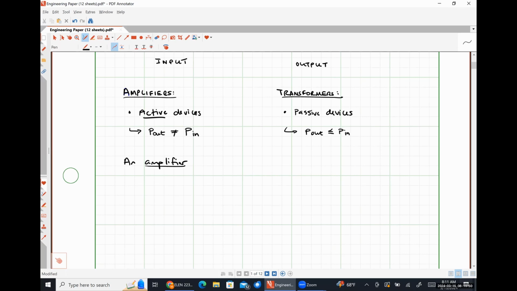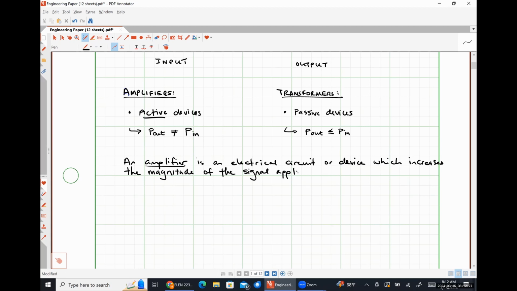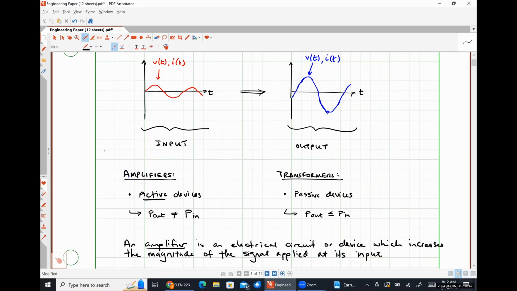An amplifier is an electrical circuit or device which increases the magnitude of the signal applied at its input, okay, which is exactly what we observed with this simple graphical example up here.